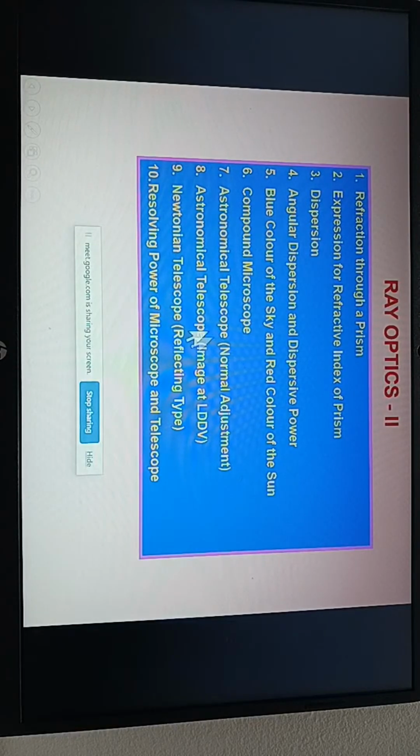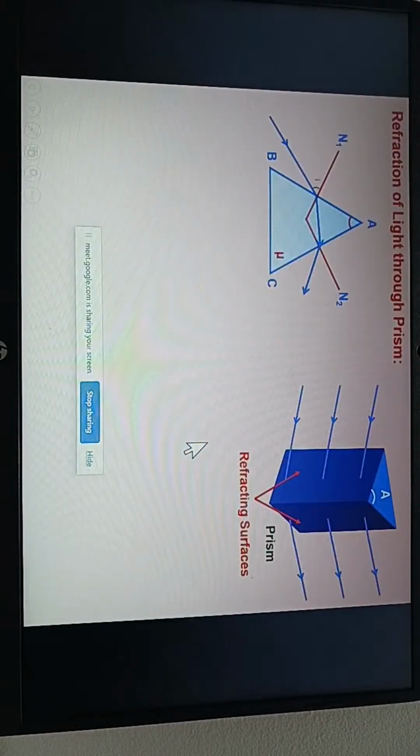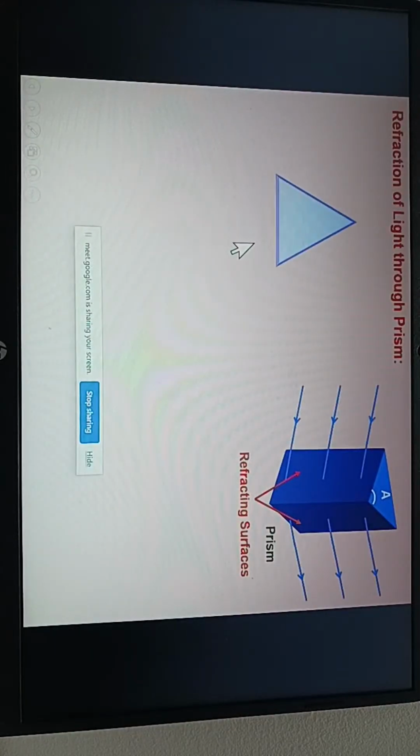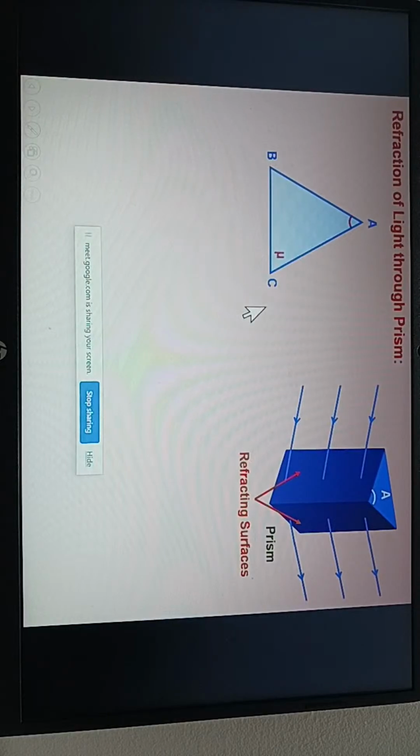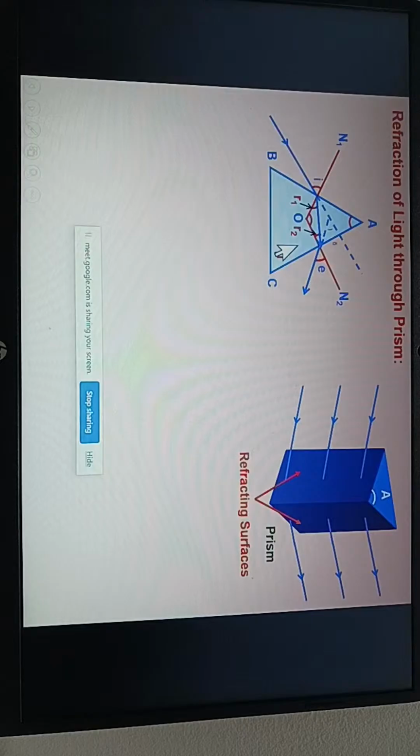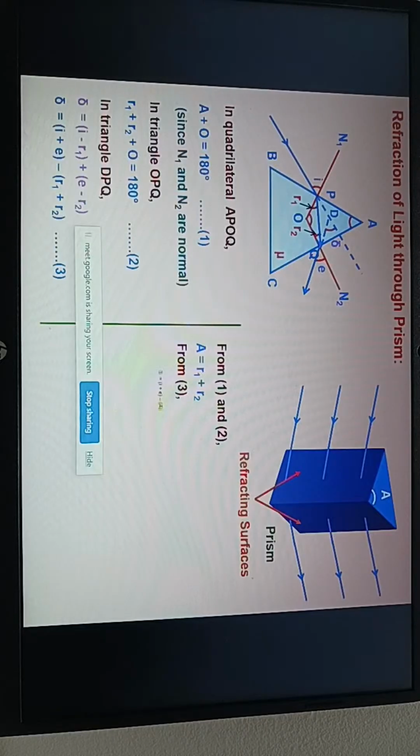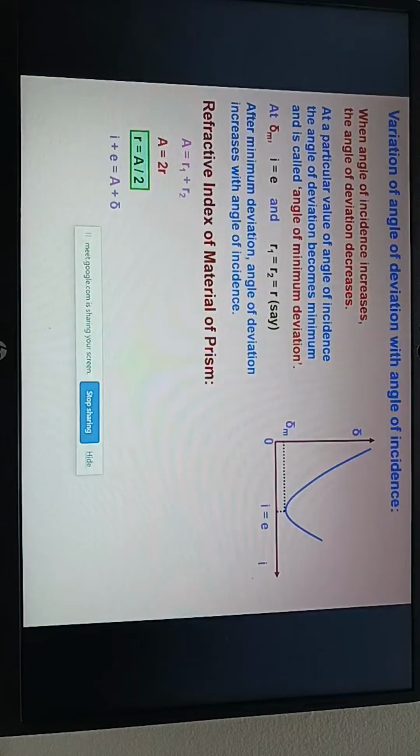Now compound microscope, astronomy, normal. So you understood how it is drawn, you see. This is an equilateral prism. Ray goes like this. Draw the normal. Here incident angle. This animation figures you can check. This is the deviation angle, then derivation. Here for a particular value of angle of incidence, angular deviation becomes minimum, it is called angle of minimum deviation. This is the definition you have to remember.